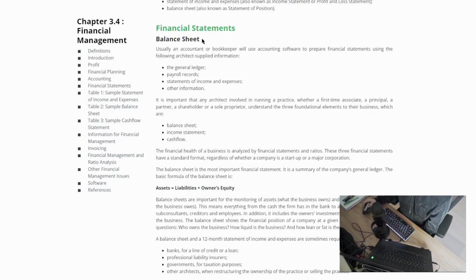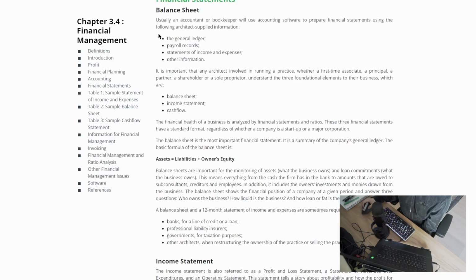Financial statement, balance sheet. Usually an accountant or bookkeeper will use accounting software to prepare financial statements using the following architect-supplied information: general ledger, payroll records, statement of income and expenses, other information.